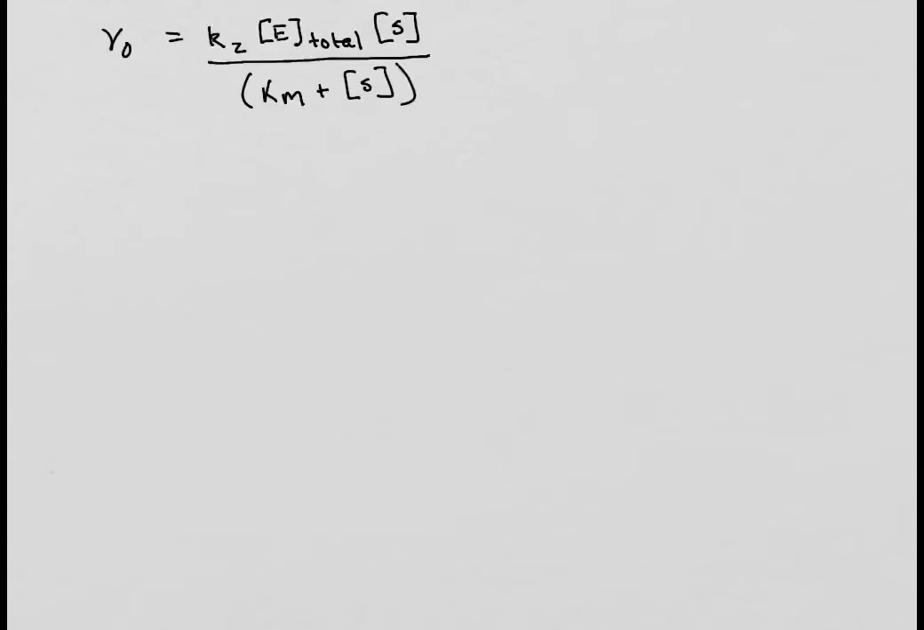So initial velocity is equal to K2 times E total times the concentration of substrate divided by Km plus the concentration of substrate. And check it out. Look at this term here, K2 times E total. This is an expression for Vmax that we recognize.